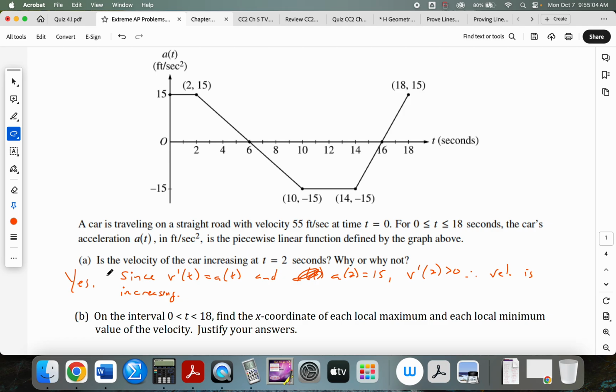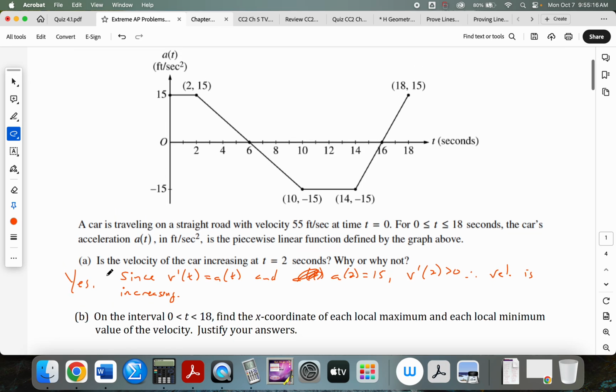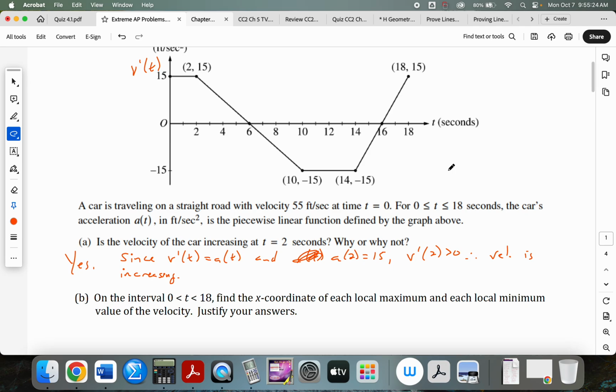All right, on the interval from 0 to 18, find the x-coordinate of each local maximum and each local minimum value of the velocity. Justify your answers. Okay, so when they tell you that this is the acceleration graph, they're telling you this is the graph of v prime of t. So when we're finding local minimums and local maximums, we're just going to use the first derivative, right? We're going to find the critical points. There are 2 of them, at t is 6 and t is 16. And we can tell whether those are local minimums or local maximums.